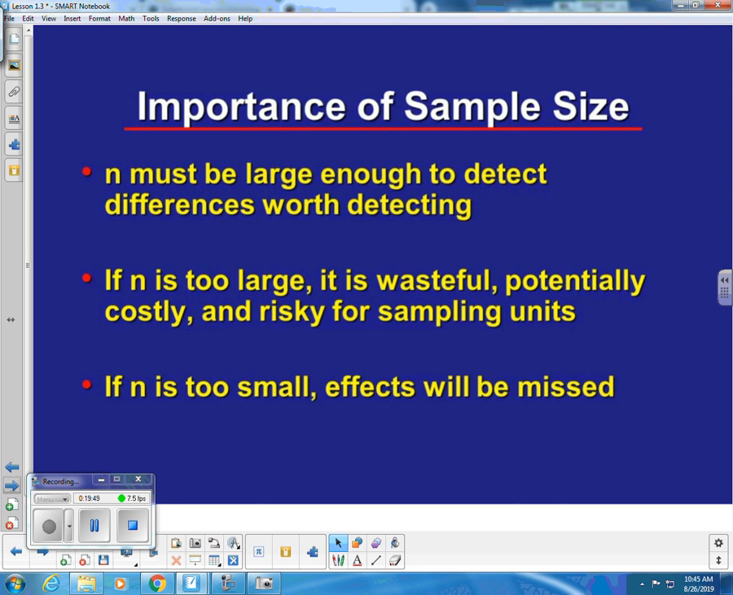Sample size, huge. N must be a large enough number to detect differences worth detecting. Okay, this is a huge part of the experiment. Surveying 5 people does nothing, right? If it's too large, it's wasteful, potentially costly, and risky for sampling units. Okay? Too many people. Also bad. So if it's too small, effects will be missed. So a good sample size, guys. And we'll talk about that more in depth later as to how to pick that.